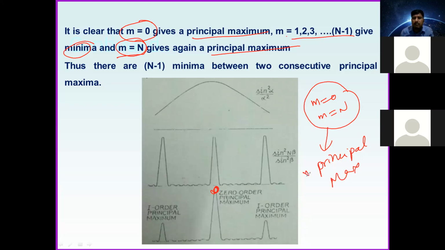Every point that we are getting is important. There are n minus 1 minimas between two consecutive principal maximas. How many minimas? They will ask: how many minimas are there between the two consecutive principal maximas? I was still confused a lot when I was in BSc, but these important points help.